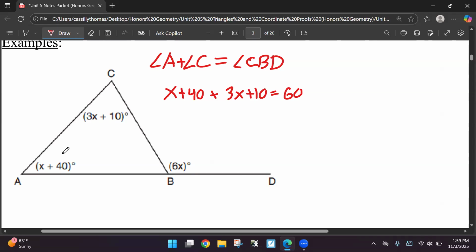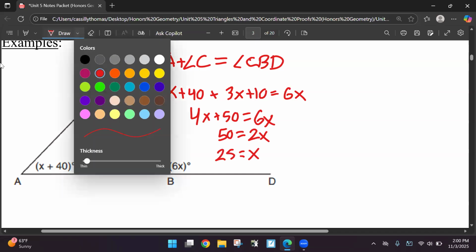All right, and then we solve this. So you got 4x plus 50 equals 6x. I'm going to subtract the 4x over. We're going to have 50 equals 2x, therefore x equals 25. And then we just plug it all in.